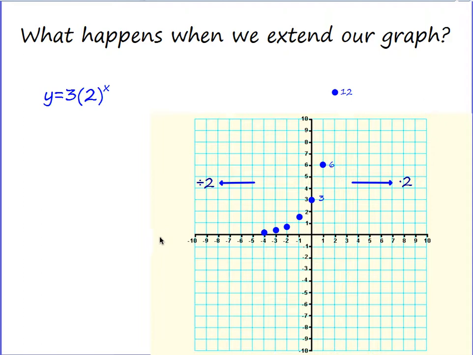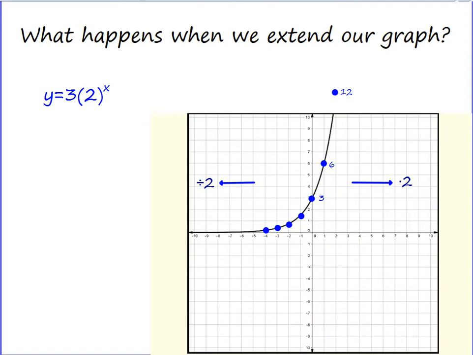But if you stop and think about it, if I'm dividing even very small numbers by 2, will it ever actually reach 0? The answer is no. So if I were able to continue to put points on this graph, they would get so close to the x-axis that you wouldn't be able to tell the difference between the two, but they'll never actually quite reach the x-axis and certainly never go below it.